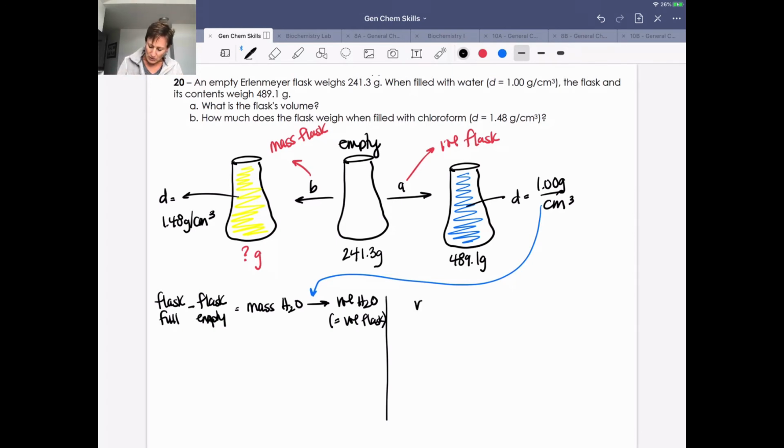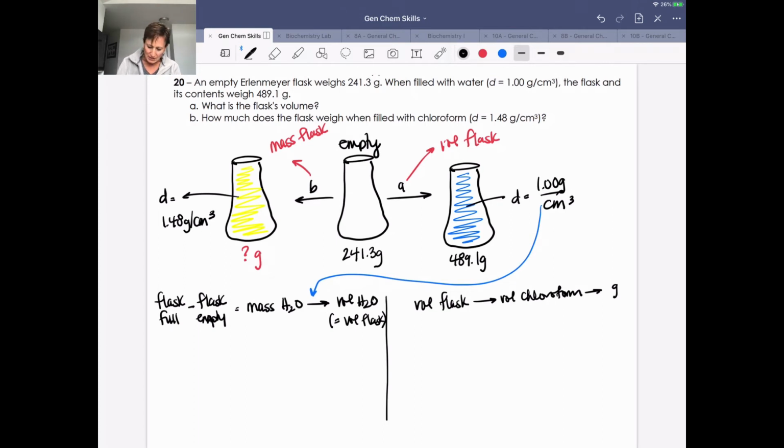Well, now, if we know the volume of the flask that we're figuring out in part A, and we'll assume that the volume of the chloroform is going to be the same, we can then use the density of chloroform to get the mass of chloroform. So then this problem will ask, how much does the flask weigh?